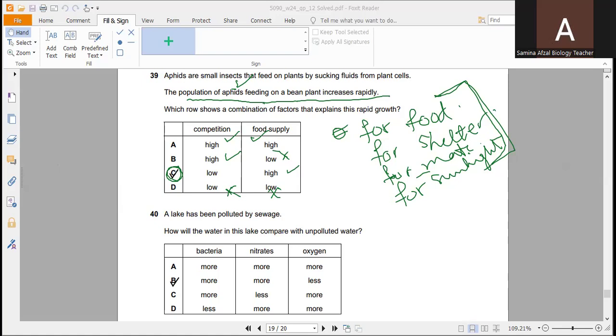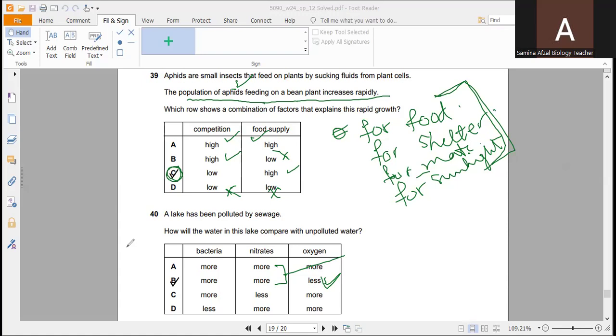And next, a lake has been polluted by sewage. How will the water in this lake compare with unpolluted water? Bacteria: when there is pollution, it means bacteria are there. Bacteria are polluting the water by using the oxygen, so there should be less oxygen. Less oxygen is only in option B. Nitrates are there, it means the pollution is also there because nitrification takes place.